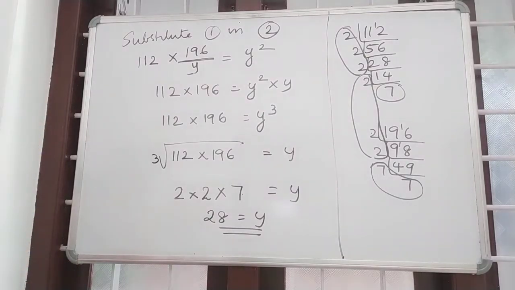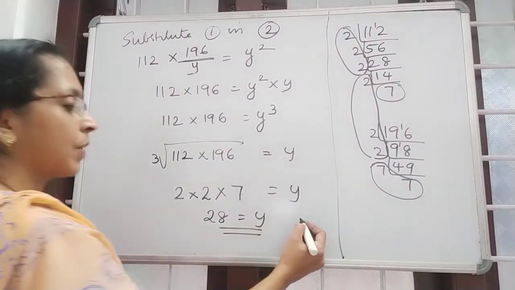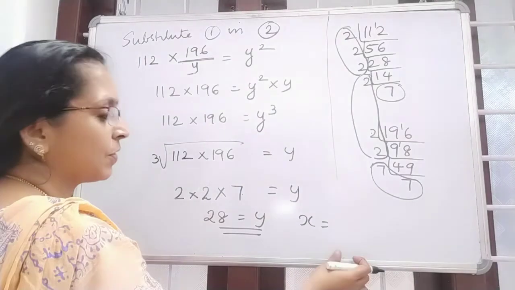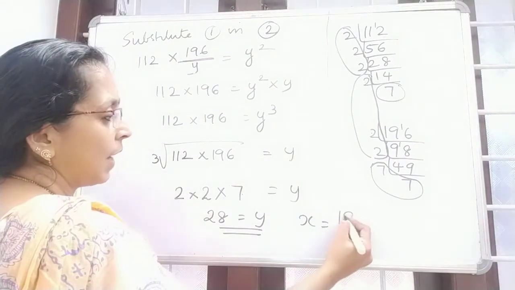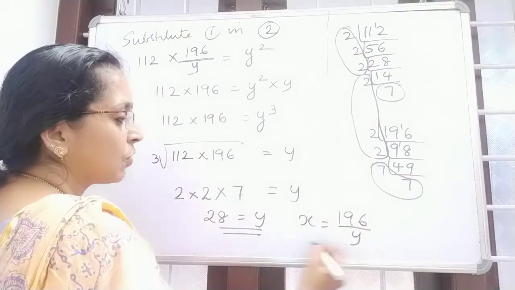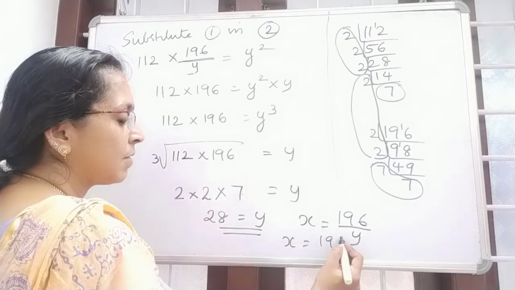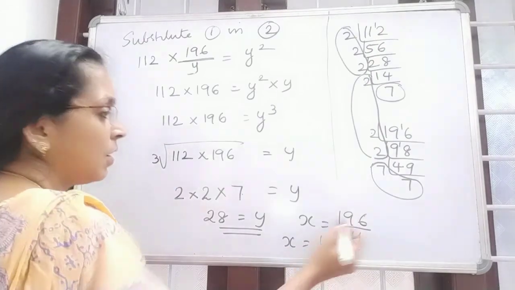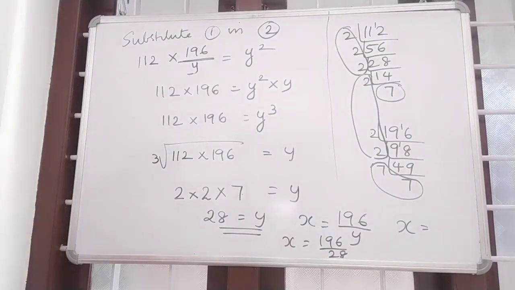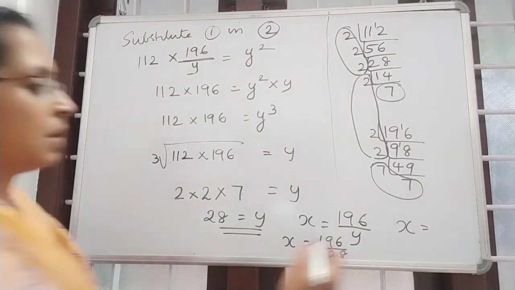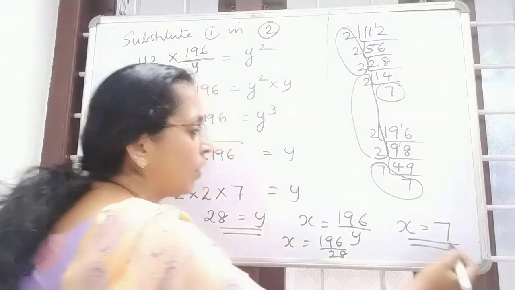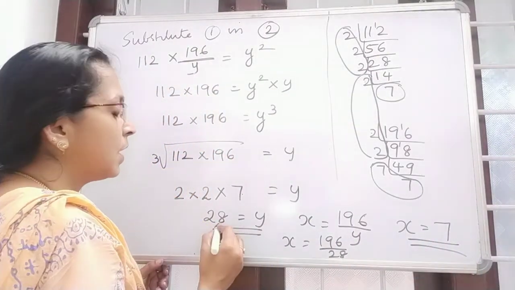So one number we got as 28. Now from the first equation we got x is equal to 196 divided by y. So replace y as 28: x is equal to 196 divided by 28, which is equal to 7. So the x value we got as 7 and the y value we got as 28.